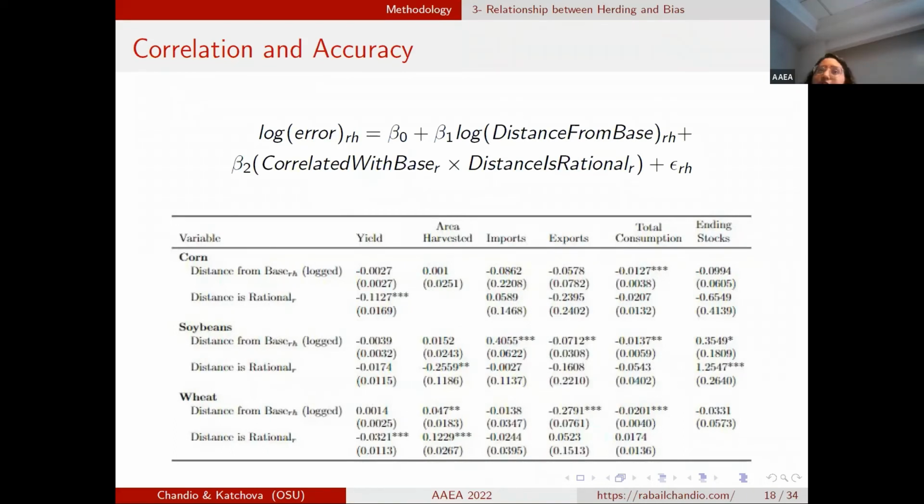For the US, all of the regions' projections are correlated with the US. That variable drops, since that indicator variable is 1 for all of the data when the US is our base region. So we have these 2 variables left. What's interesting to note is that for yield, we have a negative coefficient. It's small, but it's still negative, which means as we increase the distance from the US, the error will decrease. We have a similar negative coefficient for foreign imports, exports, total consumption, and ending stocks. For area harvested, it's a positive one.